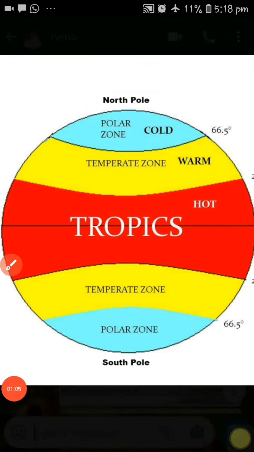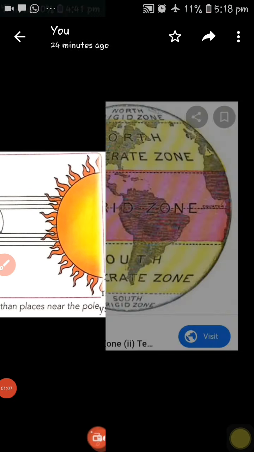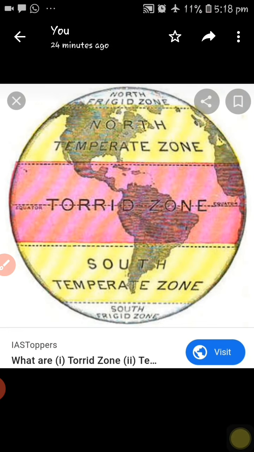These are the important latitudes and important climatic zones. Thank you, children.